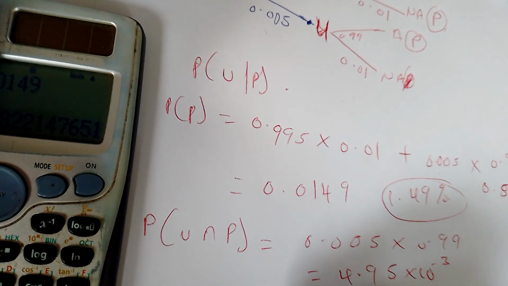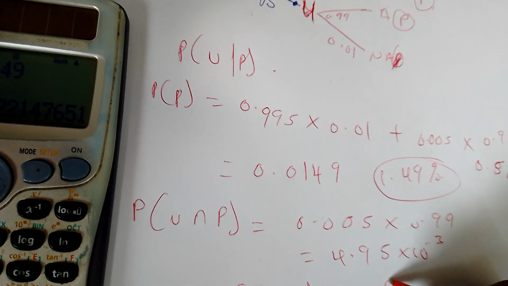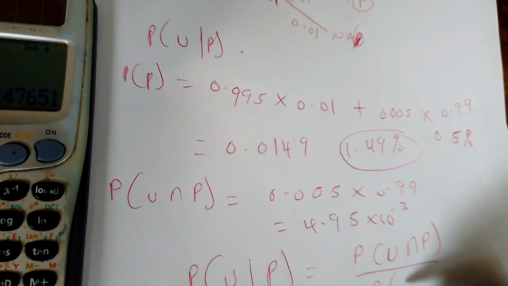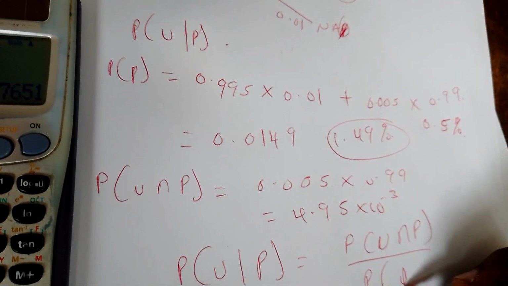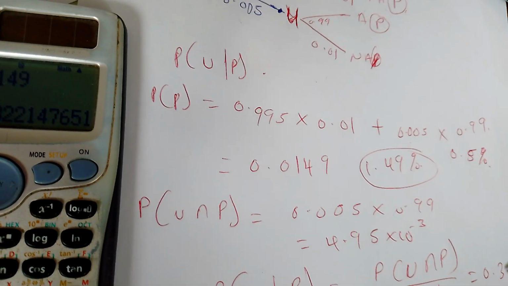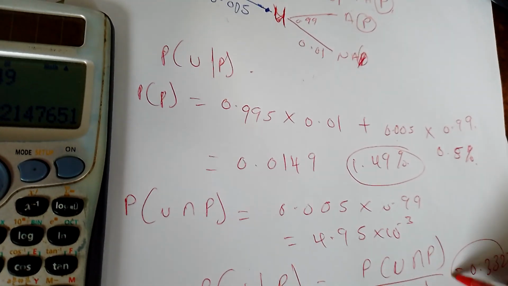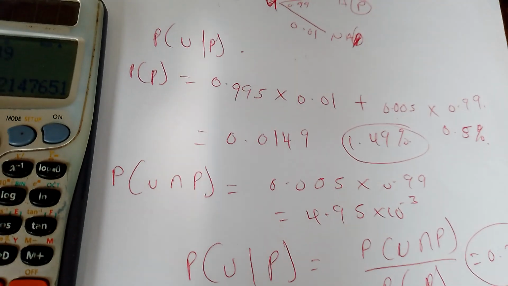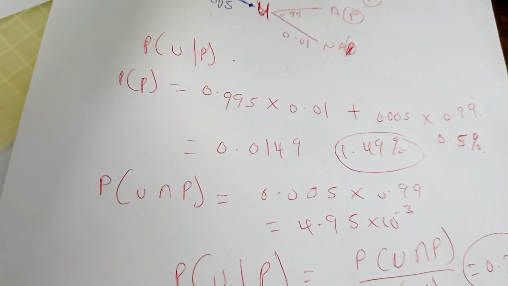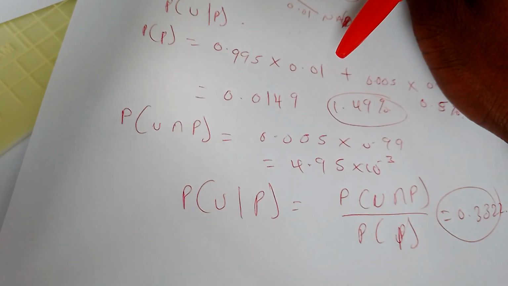So the probability of U given P equals the probability of U intersection P over the probability of P. Now this gives us 0.3322. Good. That's just how to solve this kind of problem. I hope this was helpful.